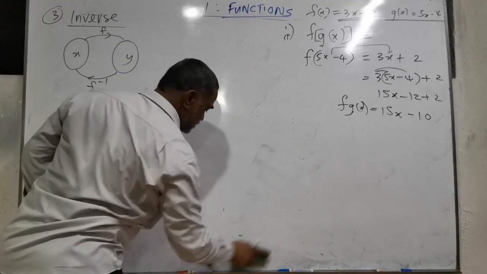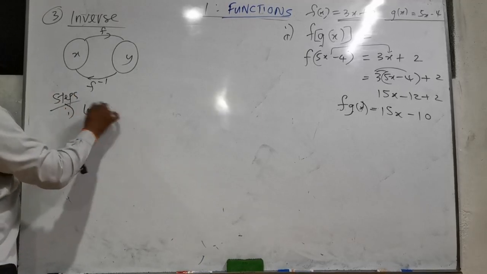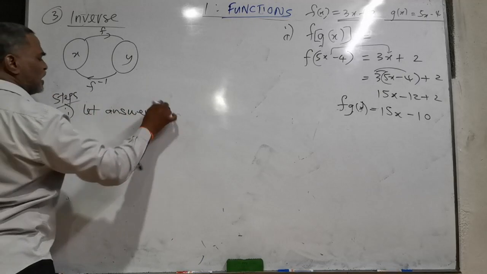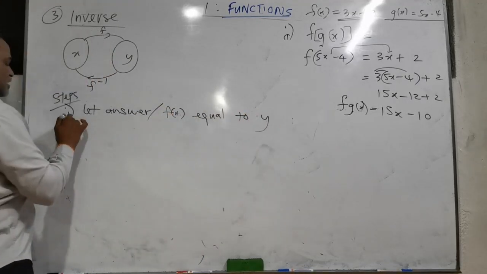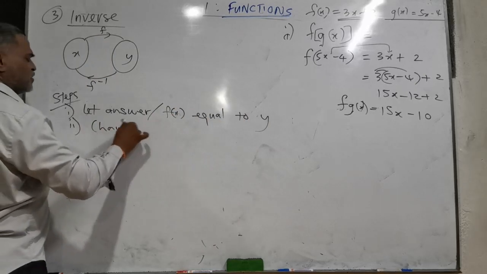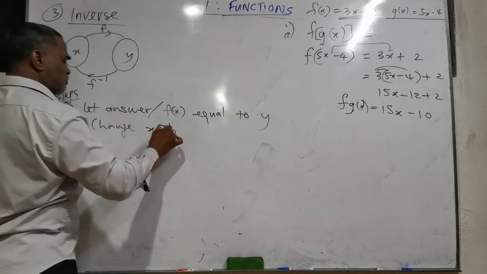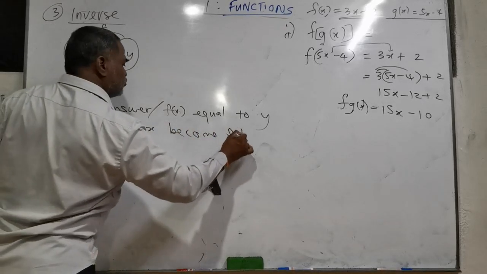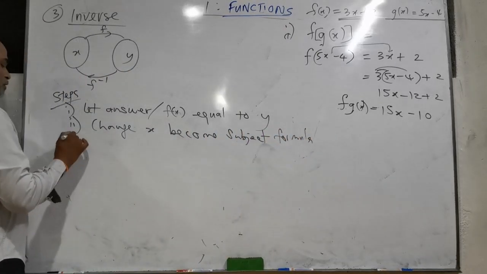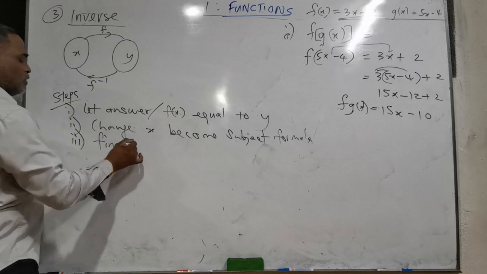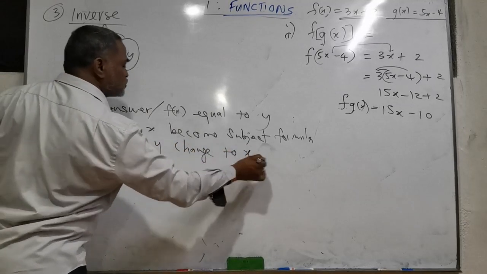It's very easy. You have 3 steps. First step, let the answer or f(x) equal y. Second, change x to become the subject of the formula. Each time use these 3 steps to do inverse function. Finally, y change to x. So these are the 3 steps.